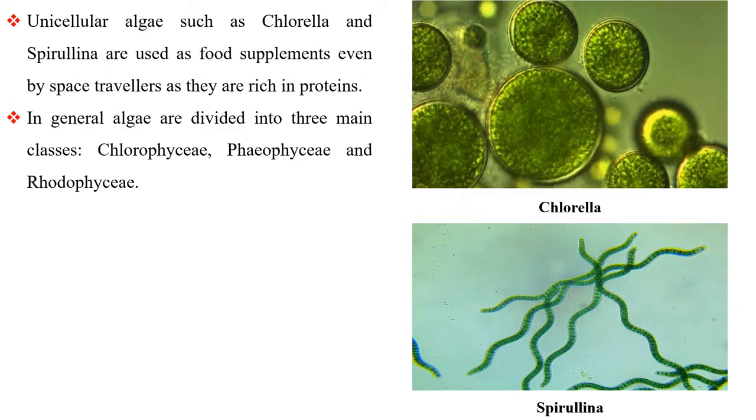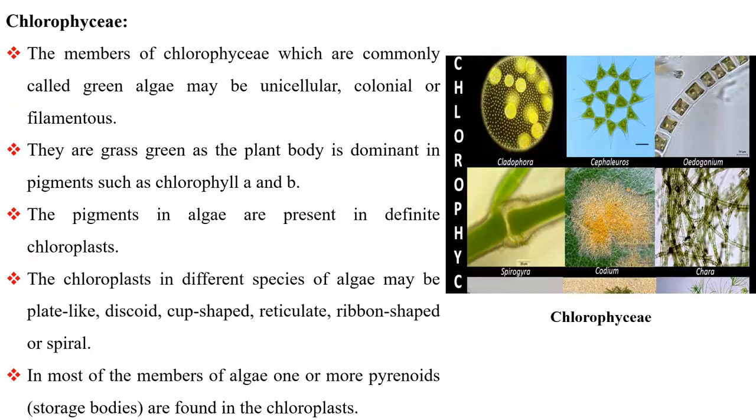Unicellular algae such as chlorella and spirulina are used as food supplements even by space travelers as they are rich in proteins. In general, algae are divided into three main classes: Chlorophyceae, Phaeophyceae and Rhodophyceae. Chlorophyceae. The members of Chlorophyceae, which are commonly called green algae, may be unicellular, colonial or filamentous.